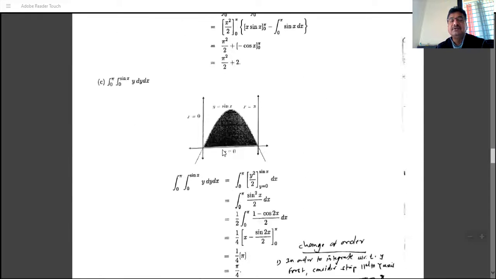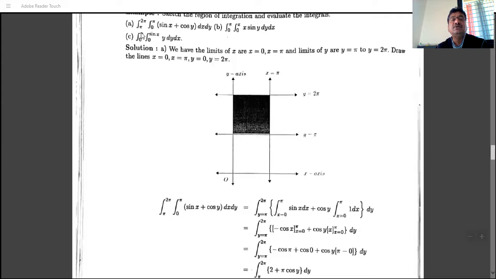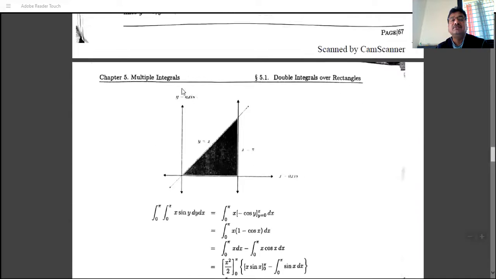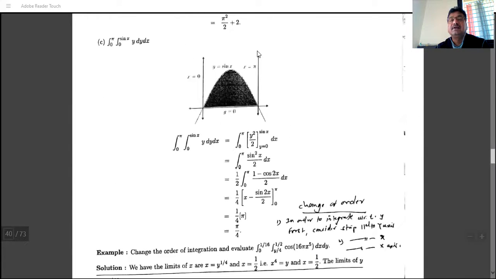Similar problem, the next problem is 0 to sin x, means y is 0, y is sin x. So y is 0 means x axis, and y is equal to sin x is this curve, the sine function. Okay, and then x is equal to 0 and x is equal to pi. X is equal to 0 means the y axis, x is equal to pi means this line, and this is the region bounded by these.